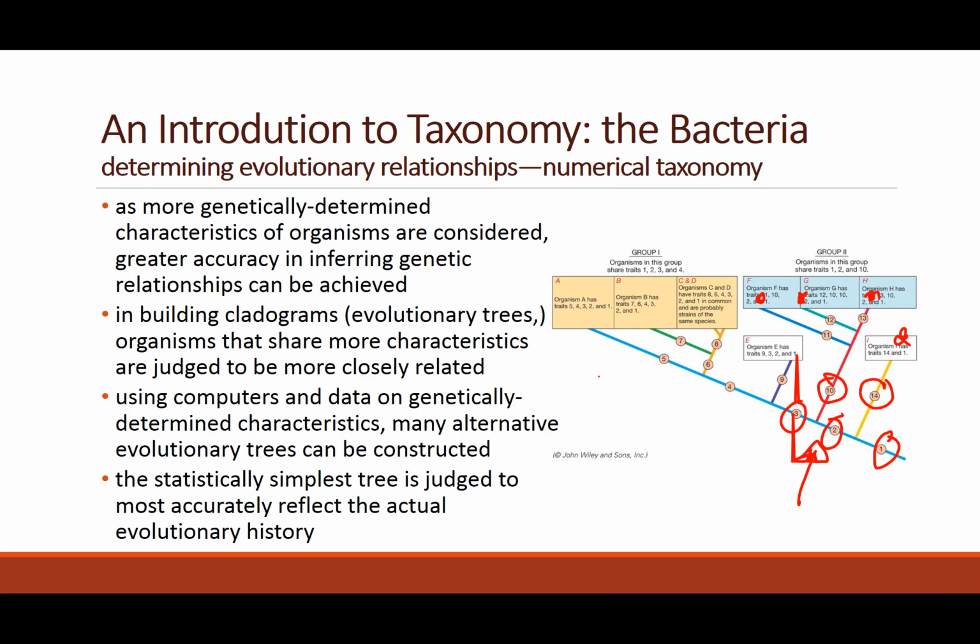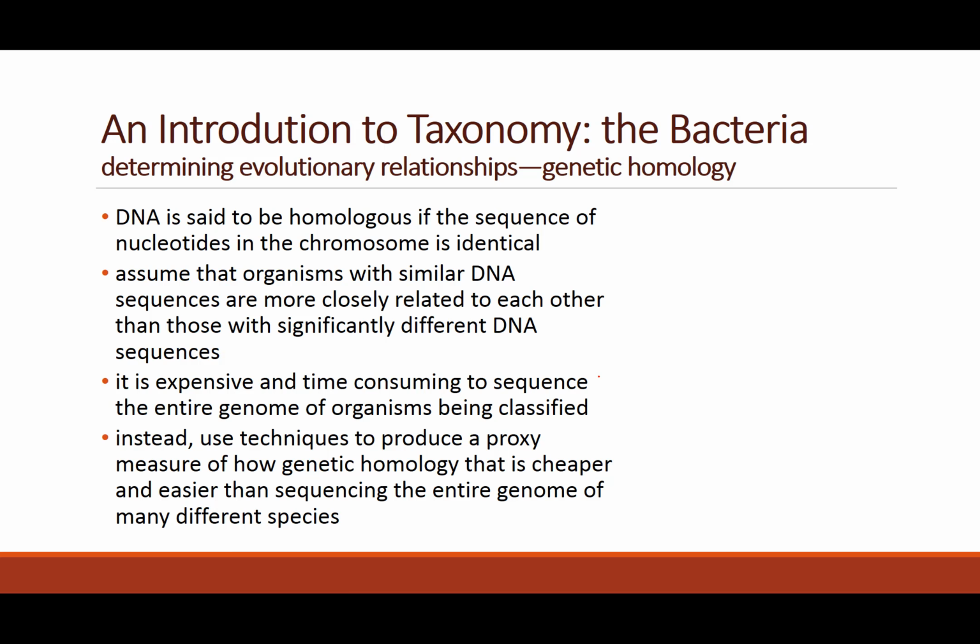And so this is a big piece of a major process that's used in order to make sense of the evolution of bacteria. As well, we can look for genetic homologies. So when we talk about a homology, homo means same, so it's the study of the sameness, if that helps. We say that DNA is homologous if we see identical sequences of nucleotides in the chromosome. So if there's an exact match, then this piece of DNA and that piece of DNA are considered homologous.